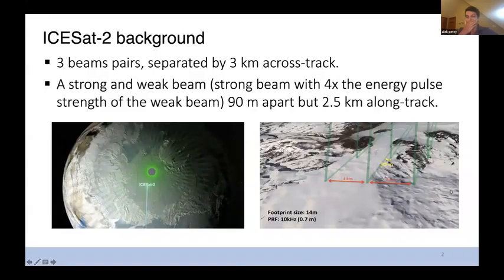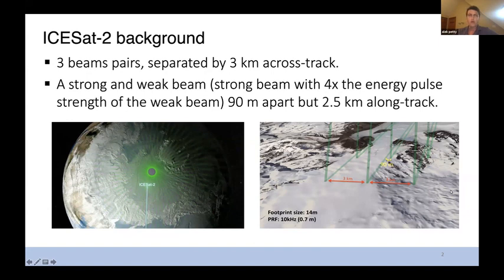Okay, so you guys have already had a pretty great background on ICESat-2, but just to familiarize ourselves, this is ICESat-2 in orbit on the left, and on the bottom right is this novel 6-beam configuration. So for CIS, we need to consider the fact it is 6 beams. So we have these 6 beam pairs separated by 3 kilometers across track, 2.5 kilometers along track, a weak and a strong beam separated by 90 meters.